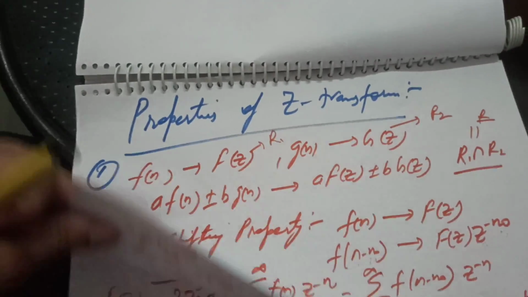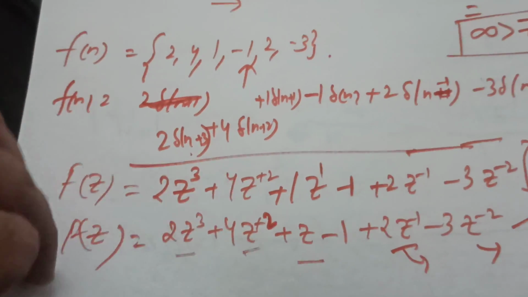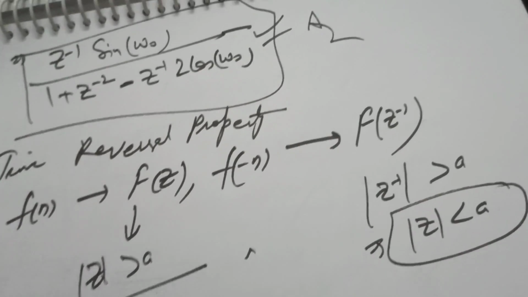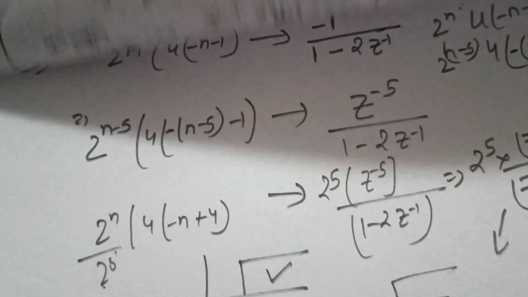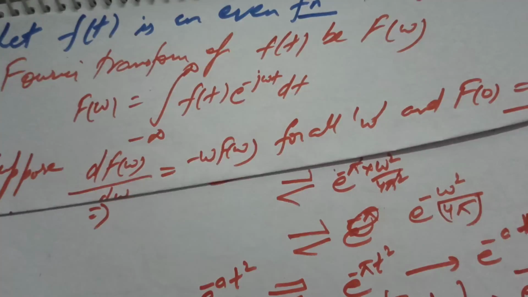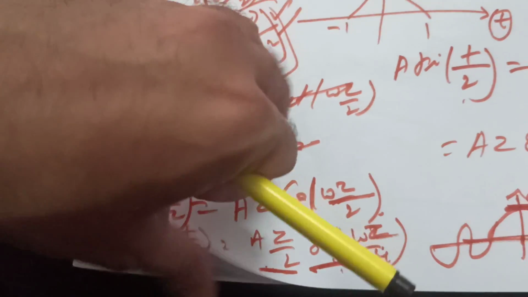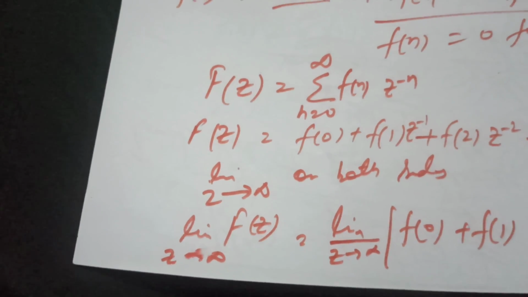Yes, these are the properties: time shifting. I am not able to obtain that property. Time reversal is there, convolution is there. No, I think this is not present here. Yes, this is it.